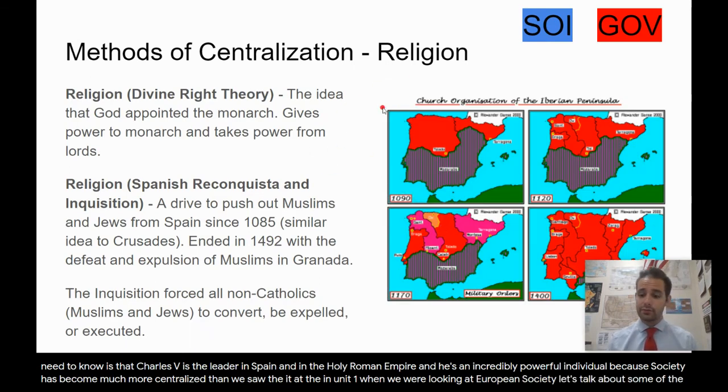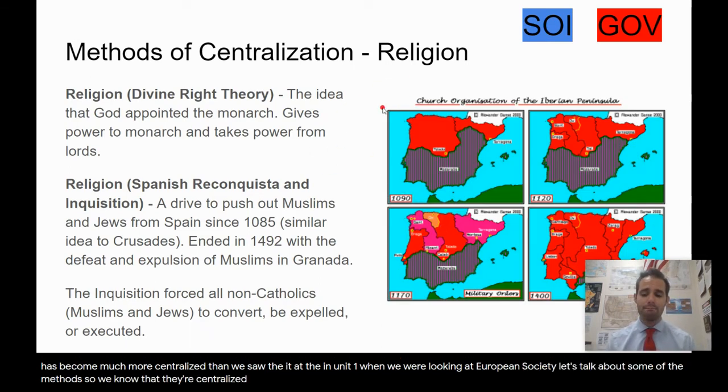Let's talk about some of the methods. So we know that they're centralized. What methods were used?